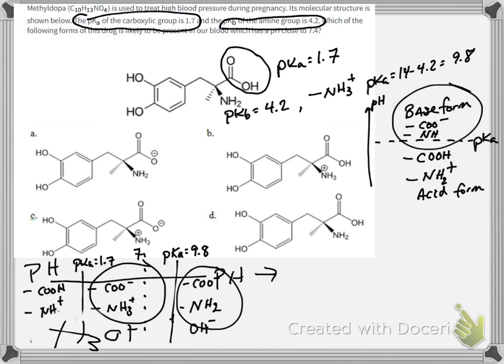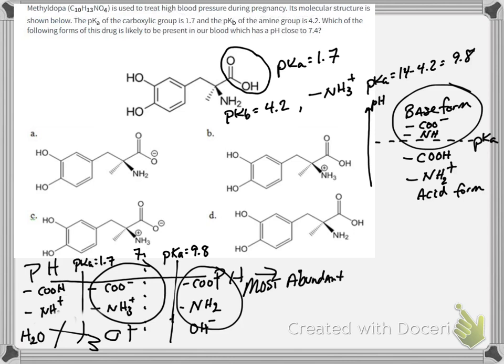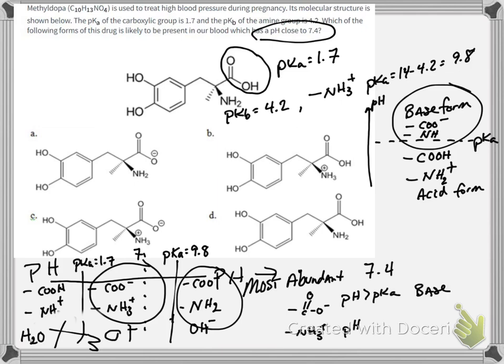All right, so in this question, we now have all the information we need. At 7.4, we expect the carboxylic group to be in its negatively charged base state. At pH 7.4, we expect the amine to be in its positively charged acid state, and that would give us answer C.